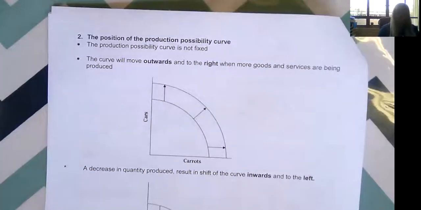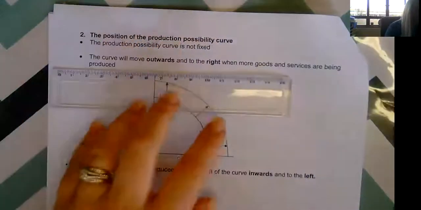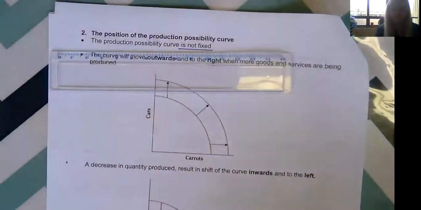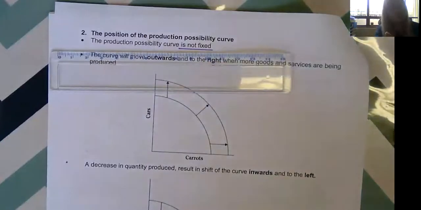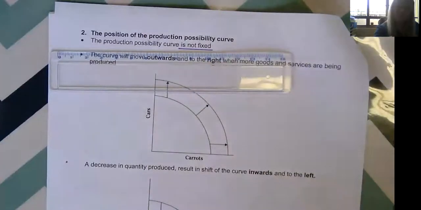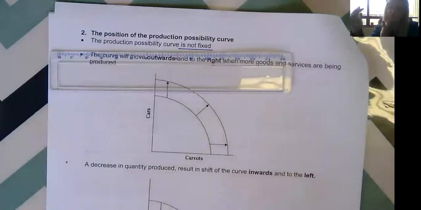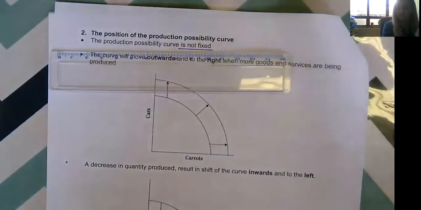So the production possibility curve is not fixed. Okay? So why is it not fixed? Number one, your resources can always increase. You can all of a sudden get an influx of money, a lot of money from a grant or a subsidy. So that means you can produce more products now because you can hire more people, you can buy more natural resources. So it's not fixed. It can always move. It can either move outwards, meaning you get more resources, or inwards, you get less resources.